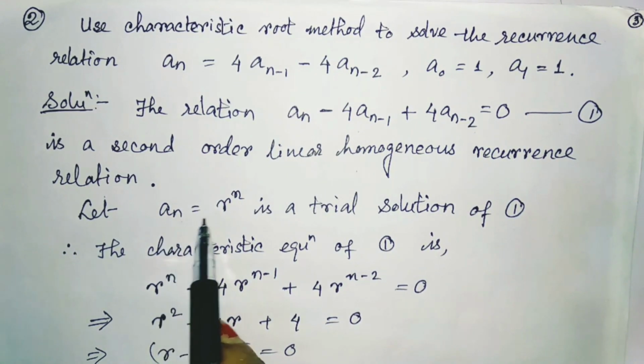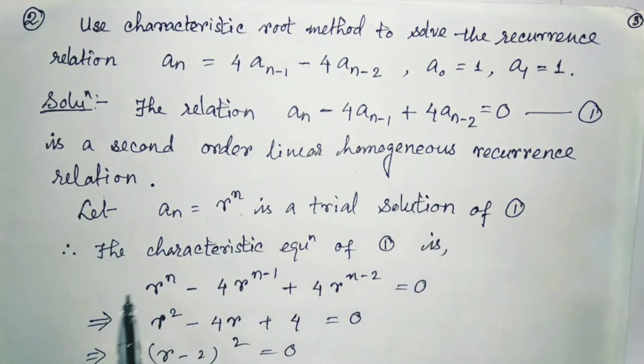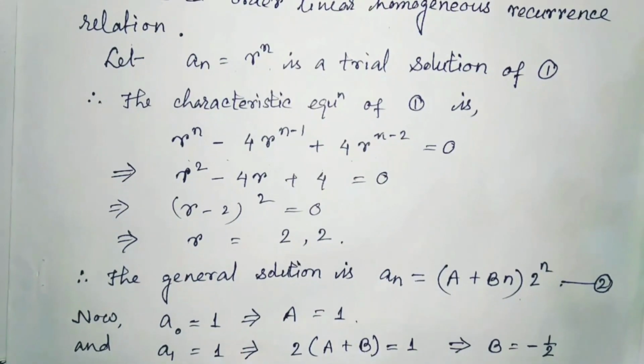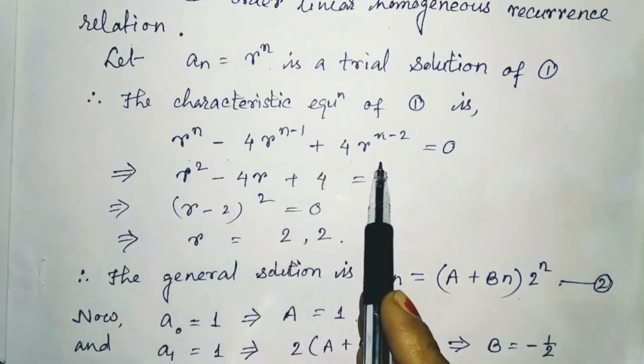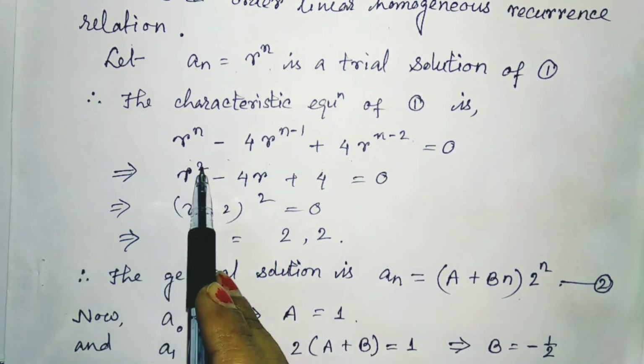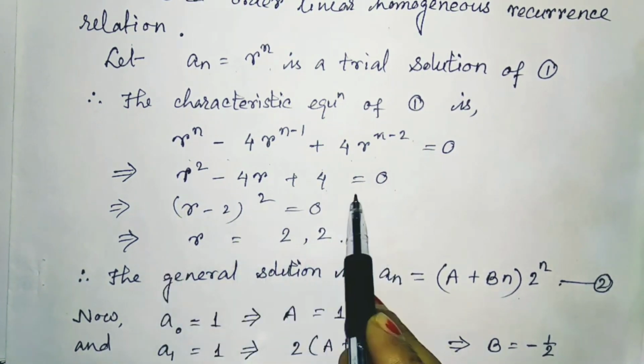If we substitute a_n = r^n, then we will find r^n − 4r^(n−1) + 4r^(n−2) = 0. Now if we divide the entire equation by r^(n−2), then we will find r² − 4r + 4 = 0, which is a quadratic equation.